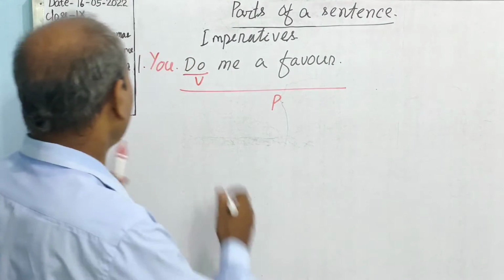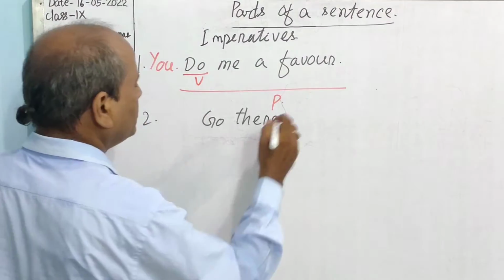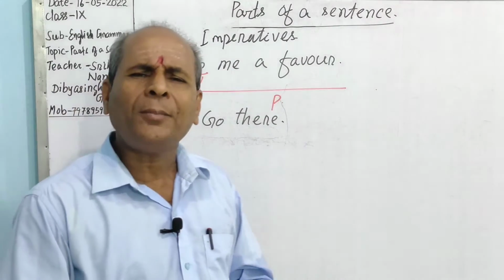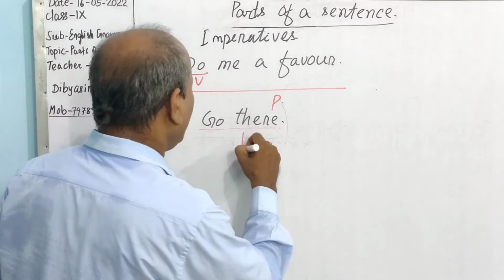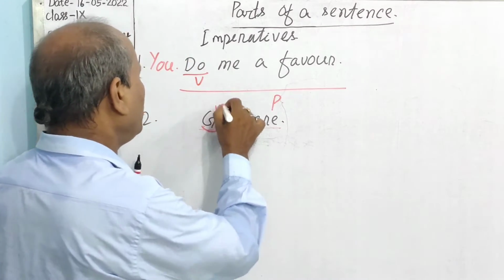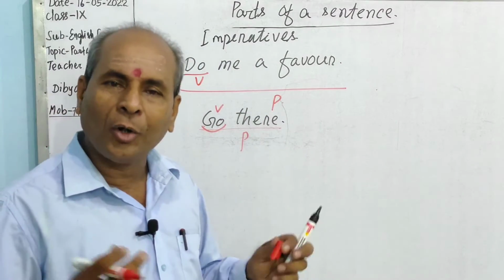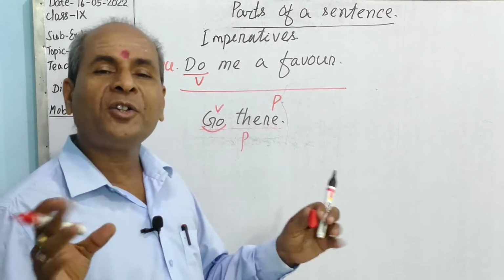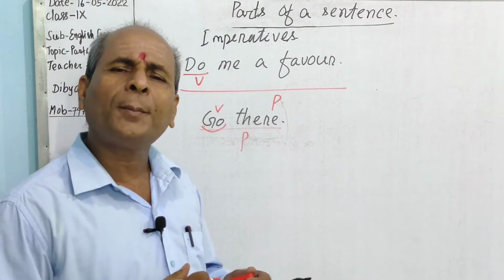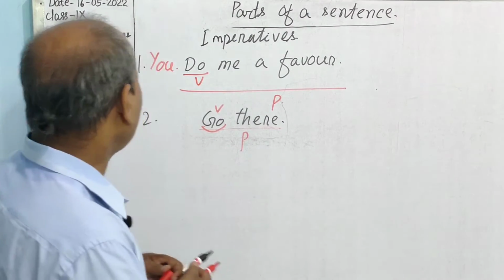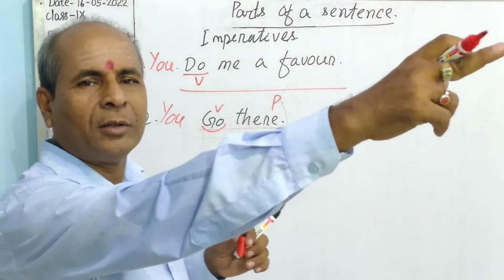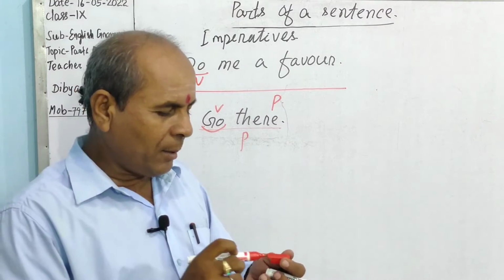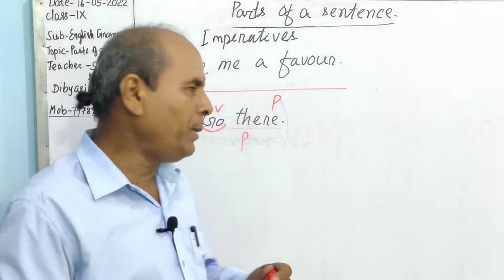Next, we will take some other example. Go there. Here, what is the subject? No subject is seen. Total predicate because the head word is go and it is a verb. So you can say the total part is a predicate. So what is the subject part? The subject part is hidden here. You can say this is you. You go there.